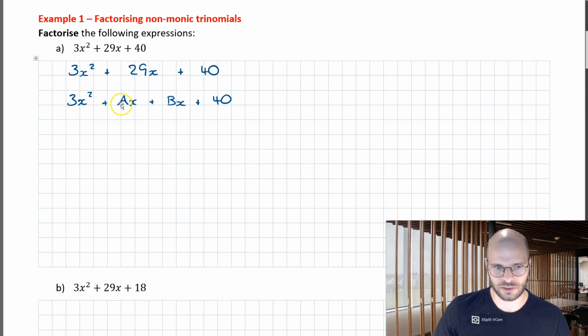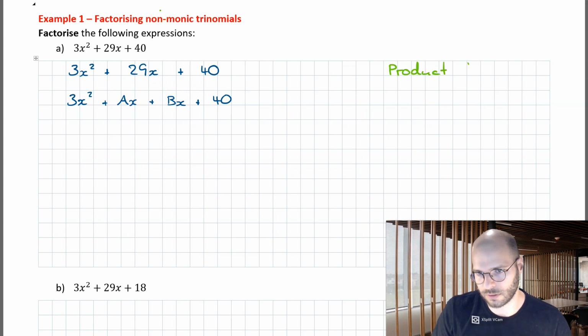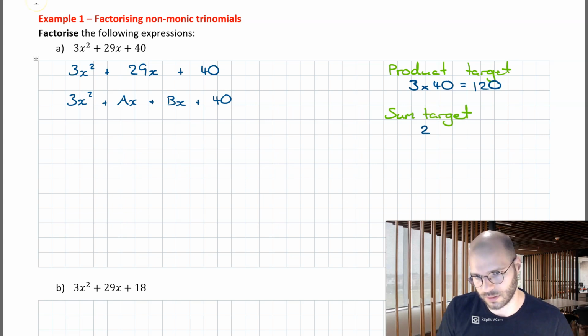Now where this method changes with a non-monic expression is when we're calculating a and b, the product of these two numbers is no longer going to be equal to the constant, in this case 40, but rather it's going to be equal to the constant multiplied by the coefficient of the second order expression. In this case, a and b must multiply to equal 40 times 3. So in this instance, our product target will be 3 by 40, which is 120. Our summing target remains the same, of course, of 29.